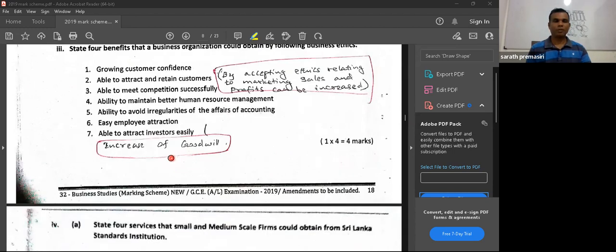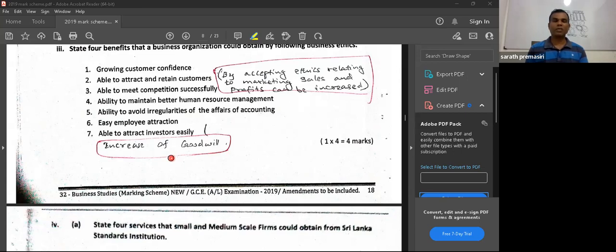Yes. So now we are going to discuss the fourth part. Step 4, services. State 4 services that small and medium scale firms could obtain from Sri Lanka Standards Institution.